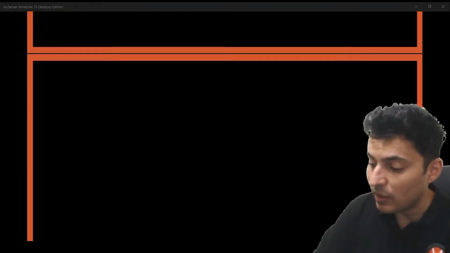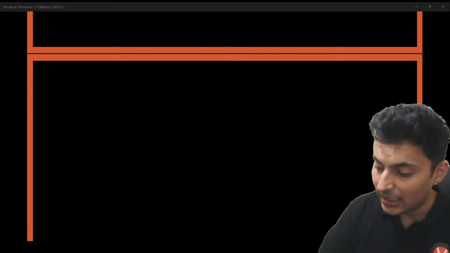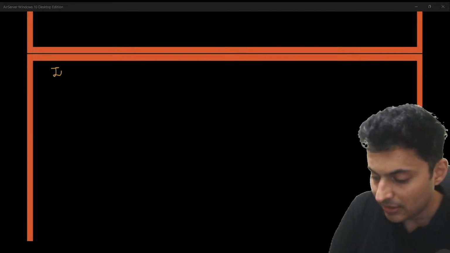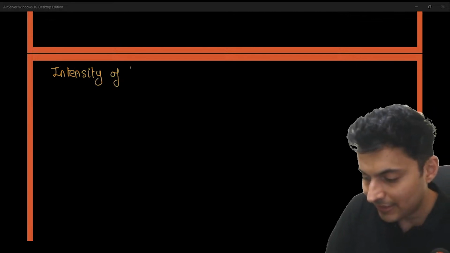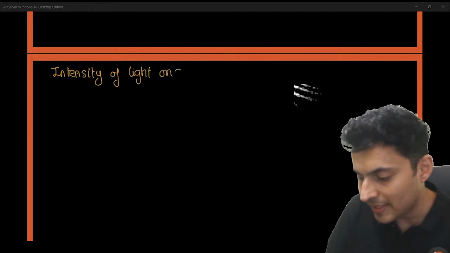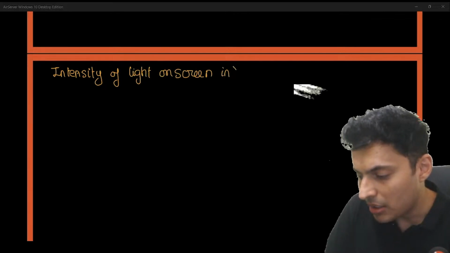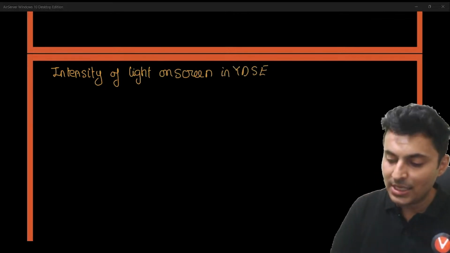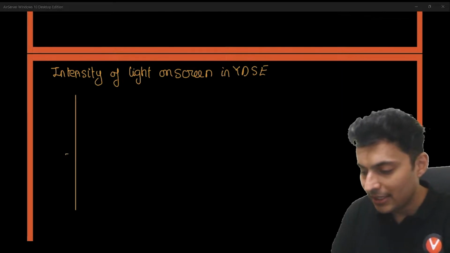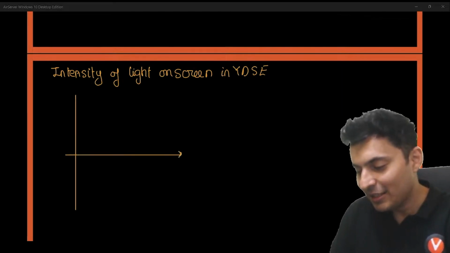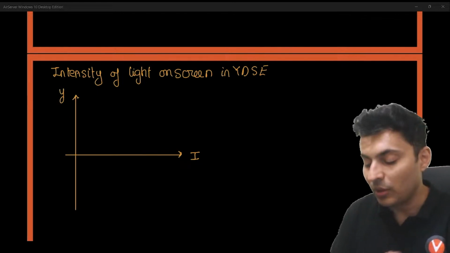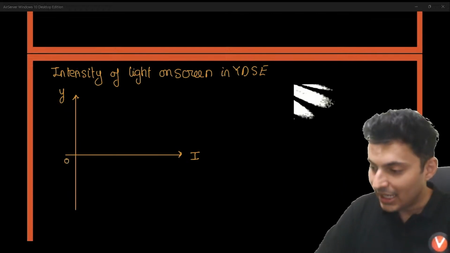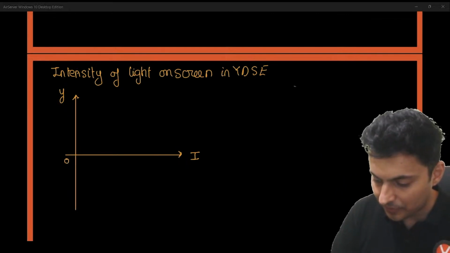Next thing is the intensity of the light on the screen. How does the intensity of light on the screen vary in Young's double slit experiment? This graph is usually drawn at 90 degrees. Usually you show intensity here, and the distance from the center on the screen is shown on the y-axis over here. And this graph looks somewhat like this.